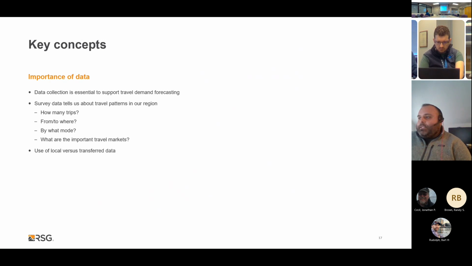And then it's important to note here just some of the difference between local data versus transfer data. So in some cases, this isn't really an issue here with AMATS because you guys have collected your own travel surveys. But in some areas of the country, it's common. There's not necessarily the funding that exists to support a household travel survey. So it's really common for model developers or regions to find a similar market or similar region and transfer and use that survey data to estimate models in their region.